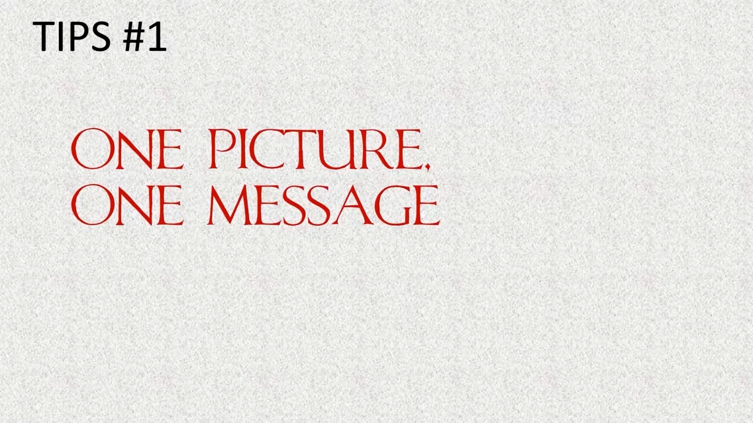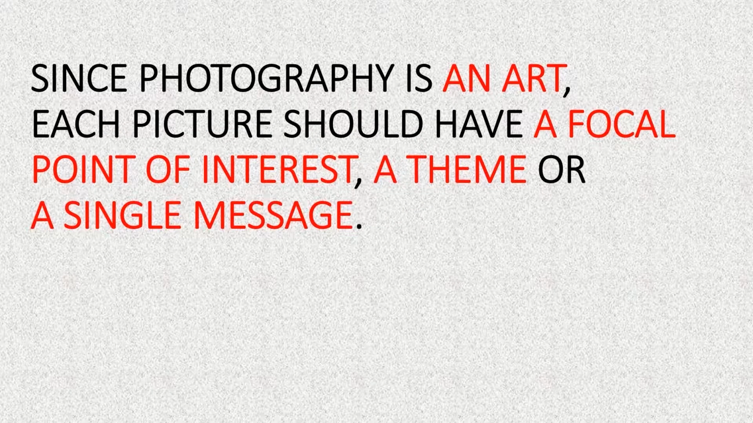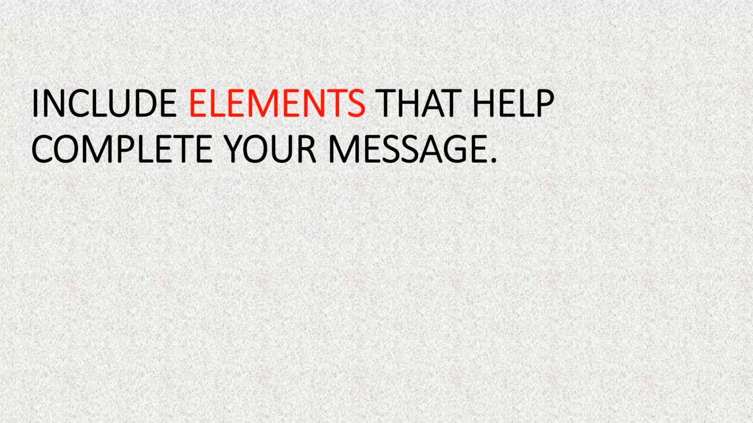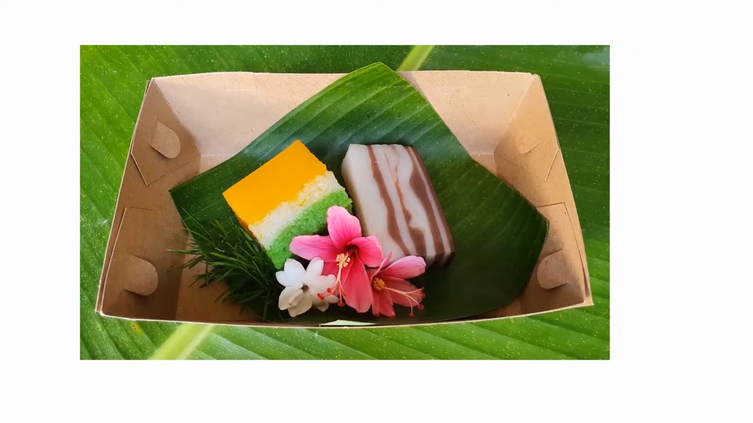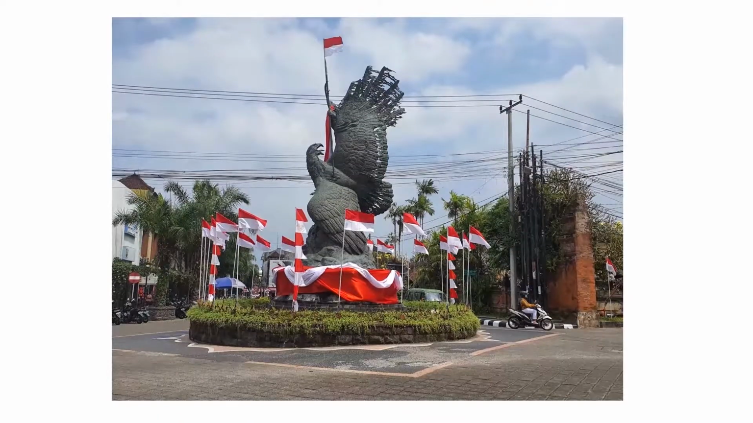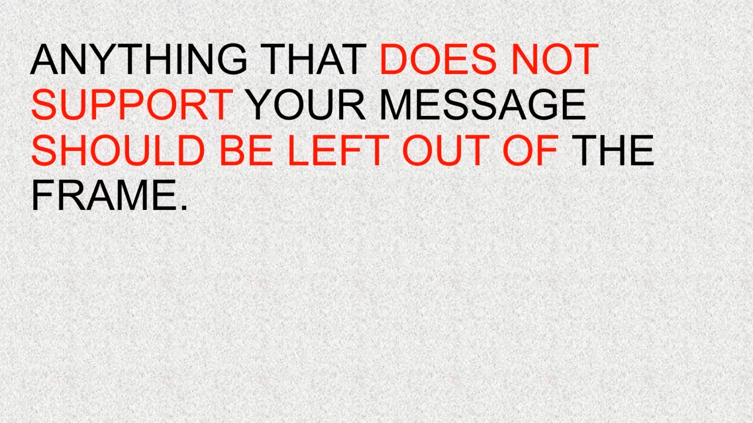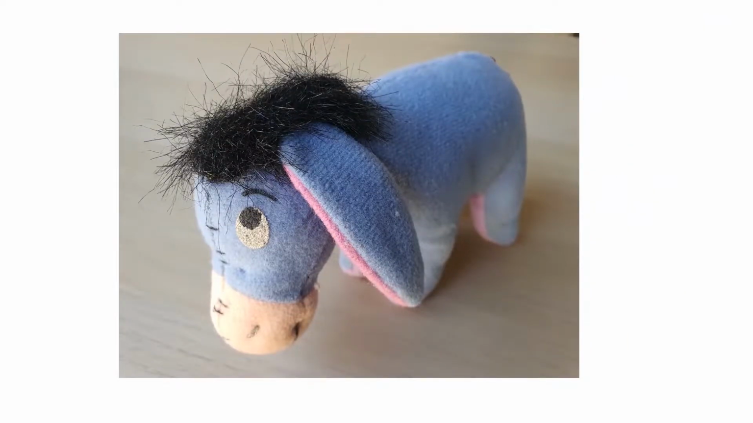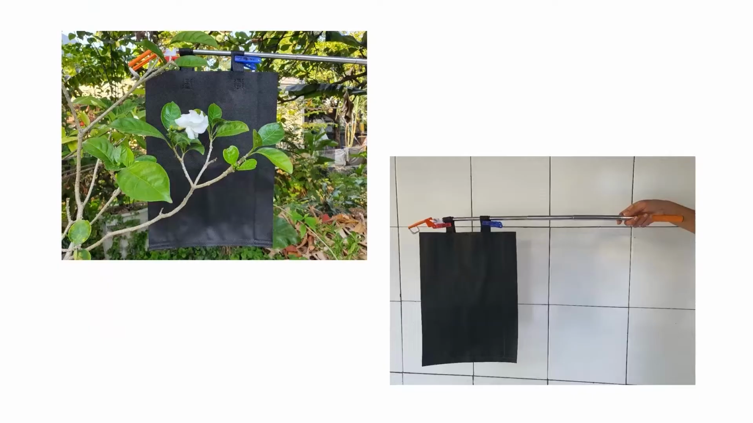Tip 1. One picture, one message. Since photography is an art, each picture should have a focal point of interest, a theme, or a single message. Don't forget to include elements that help complete your message. For instance, when you travel, you can pose in front of a famous landmark as the background. Anything that does not support your message should be left out of the frame. Just keep your composition simple and clean. You can use a wall or fabric which has one appropriate color for the background.